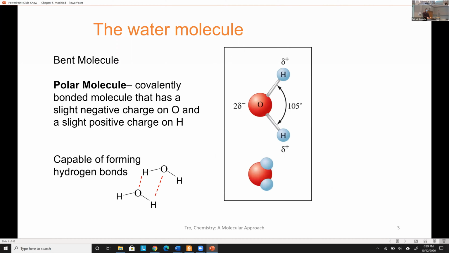Now, the water molecule, since we learned about ionic and covalent bonds, it's not ionic. We know it's covalent, right? Since the hydrogen and the oxygen are both non-metals, and they contribute to this covalent bond. But it's a special type of covalent bond, that being a polar covalent bond. Now, the bond itself is polar, but more importantly, the molecule is polar. And that's because water has this bent shape to it.